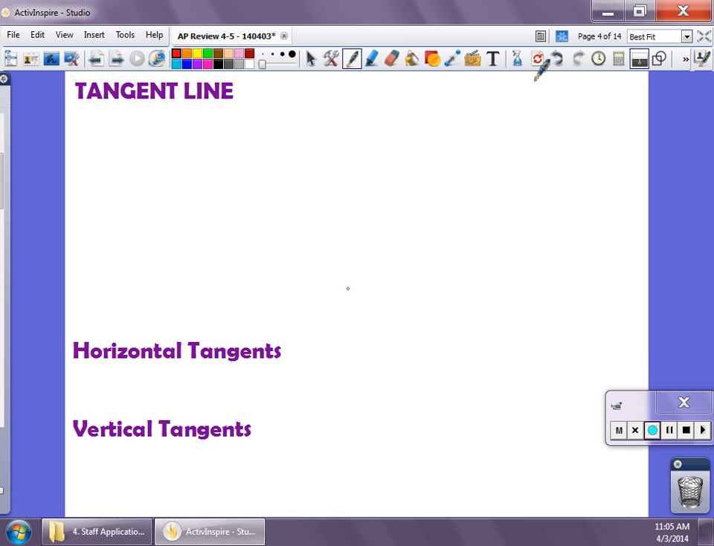One of the first applications you ever learned was how to make the equation of a tangent line. A tangent line needs 2 things. What are the 2 things you need? M, which is a slope, and I heard the other one, a point. Why do we need those? Because that's the equation of a line we used.